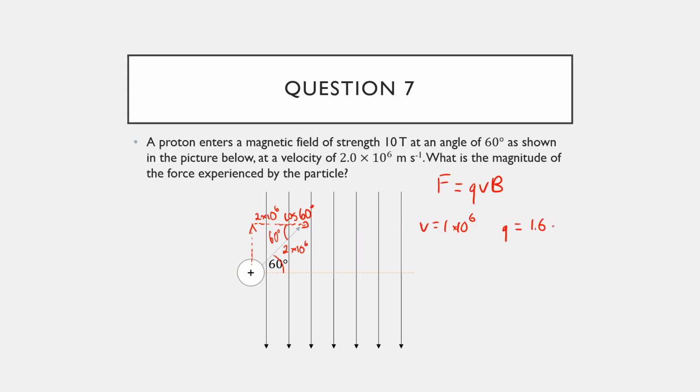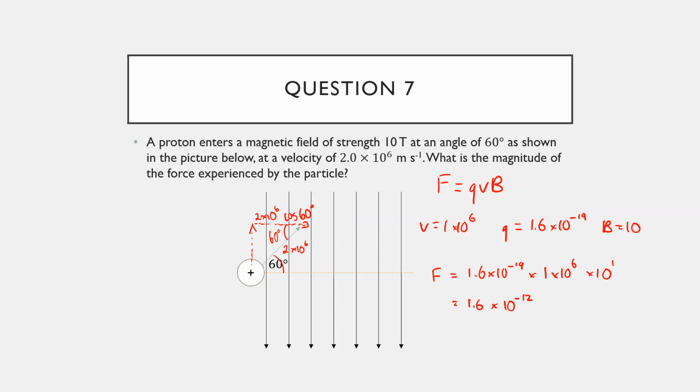Q, 1.6 times 10 to the negative 19, same as the charge of an electron. B is 10. Stick it all together. Force equals 1.6 times 10 to the negative 19 times 1 times 10 to the 6 times 10, or times 10 to the power of 1. If you add up all the powers of 10 together, you get negative 19 plus 6 plus 1. That's going to be negative 12, so you get 1.6 times 10 to the negative 12. Just double check because I probably went wrong somewhere. Nope, all good. 10 to the negative 12. So there you go. Not too hard.